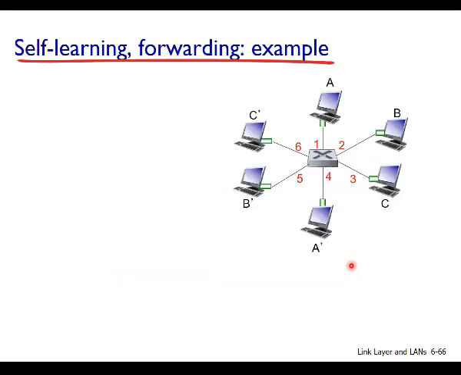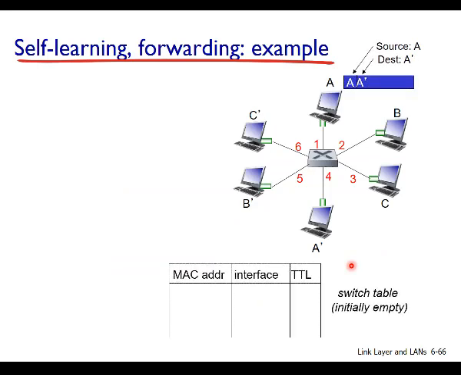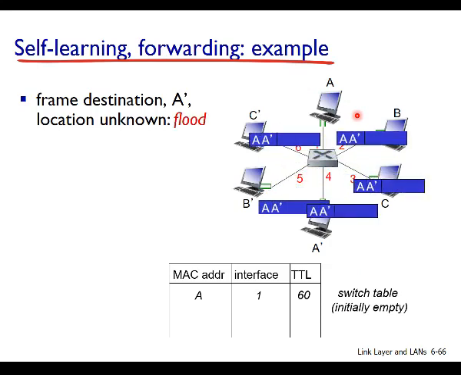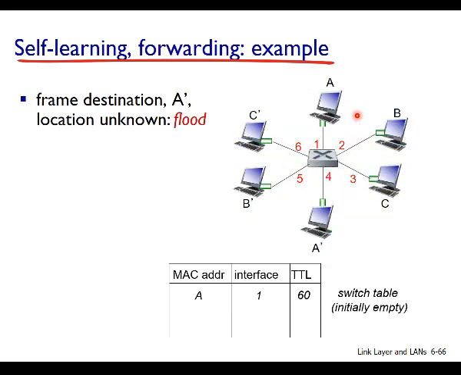So let's look at this example. Let's say A was talking to A prime. Initially, we will record that A is reachable via interface 1. Now, we don't know where A prime is right now, so we're going to flood it on all interfaces except interface 1. It so happens A prime will get that. The message will also go to B prime, C prime, B, and C. Those messages were not destined for those machines, so they will just be dropped.